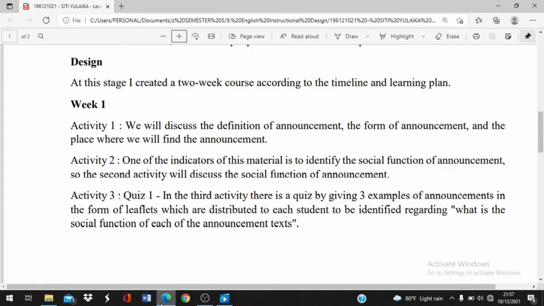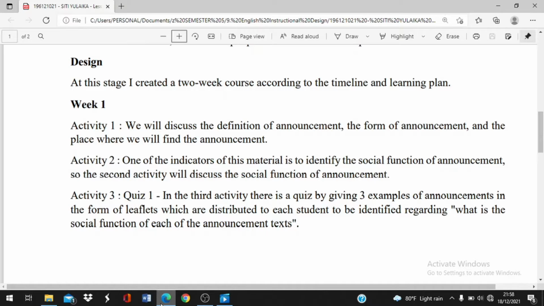The second step is design. The time used is 45 minutes in 1 week, and learning is carried out in 2 weeks. At this stage, I created a 2 week course according to the timeline and learning plan.